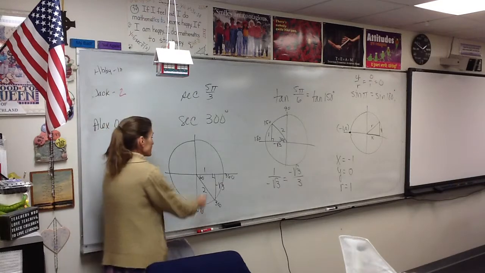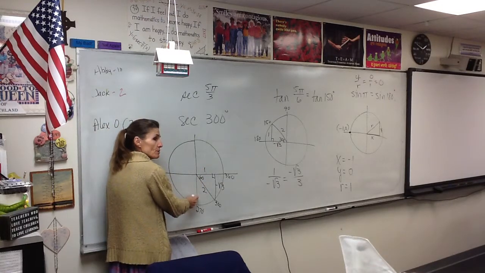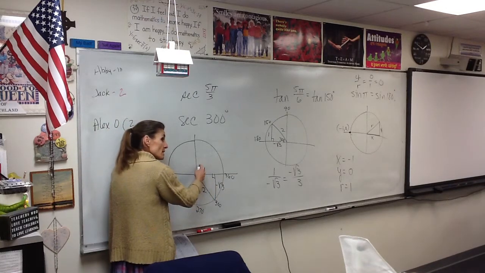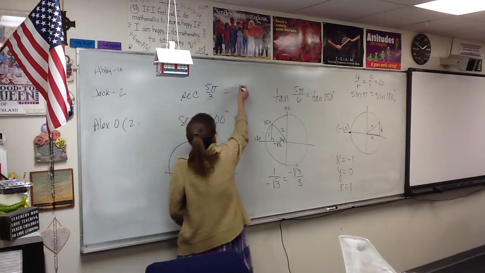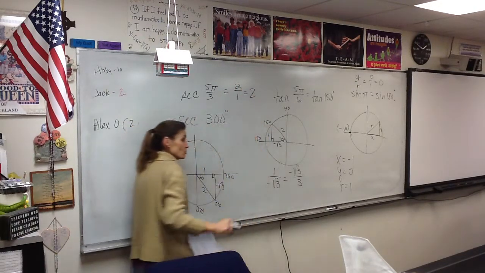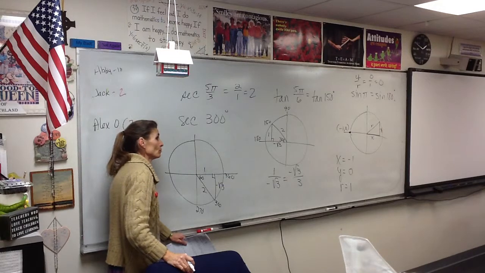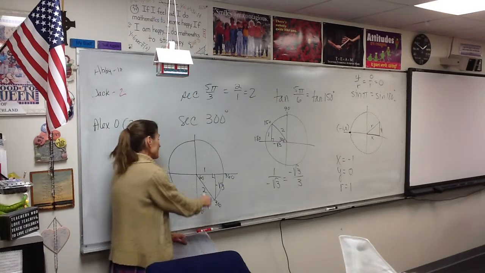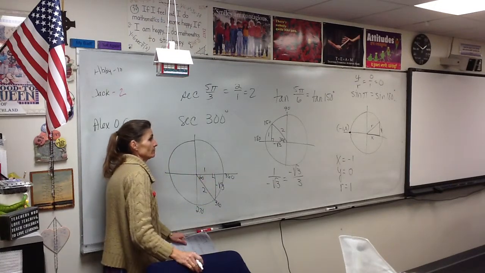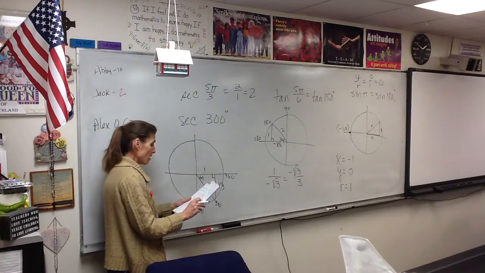Secant is the opposite of the cosine? Okay, cosine is adjacent over hypotenuse. So it'd be hypotenuse over adjacent. Very good. Secant is hypotenuse over adjacent. All right, next page.